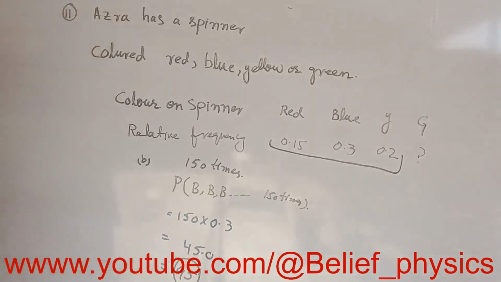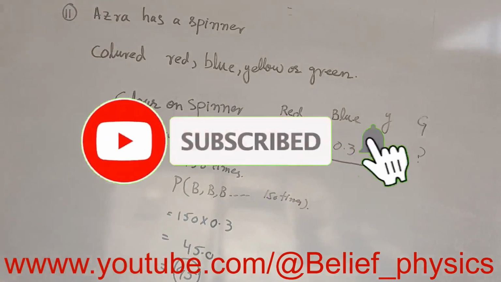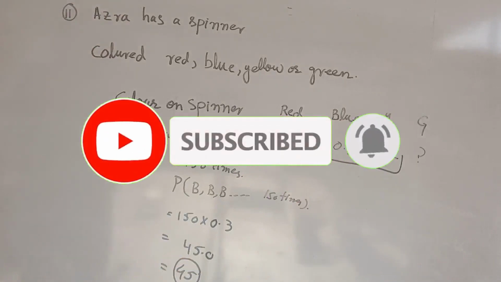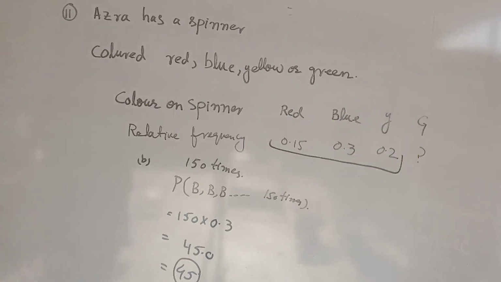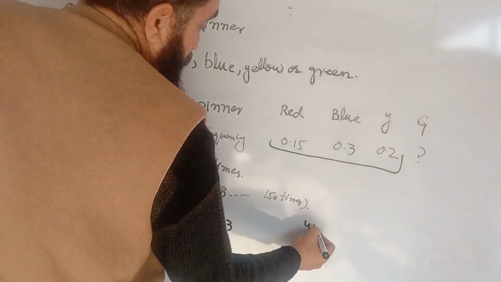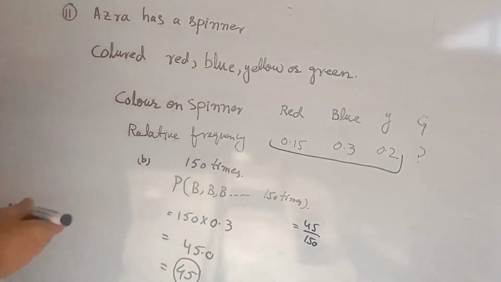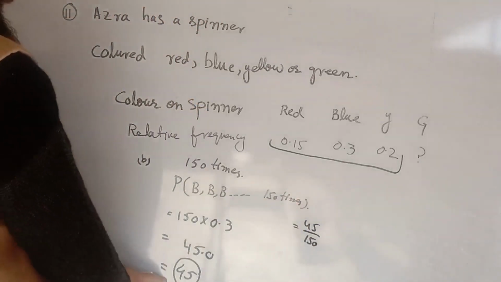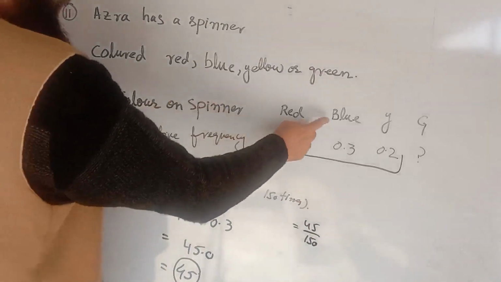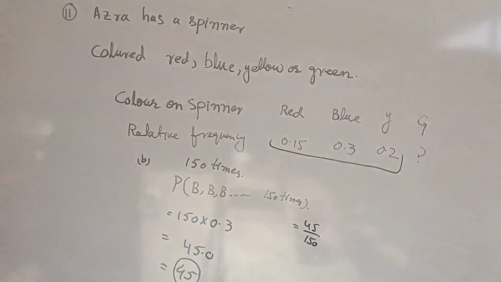45 is the expected number of times the spinner lands on blue, with probability 0.3. So that's it. She can expect that the spinner would land on blue 45 times out of 150. So the probability will be actually 45 over 150. You can simplify it, but she can expect the spinner to land on blue 45 times. That's it.